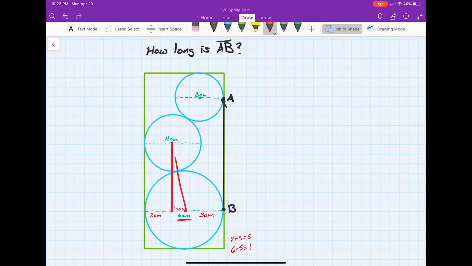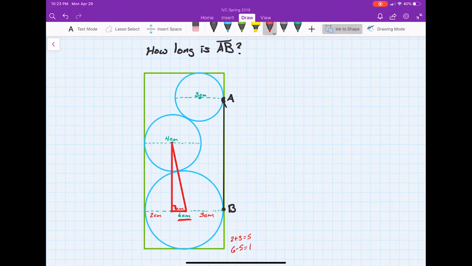Now, this portion I can figure out because I assume that all these circles are tangential, meaning they touch at exactly one point. So basically, I've created a triangle. I'm trying to create a straight line, and I can't do it at the moment, but there we go.